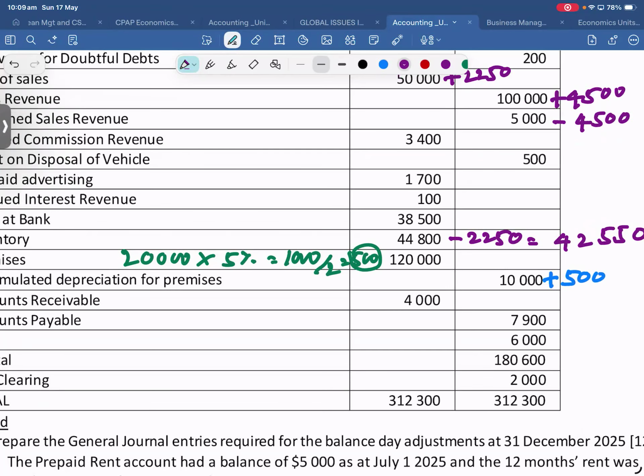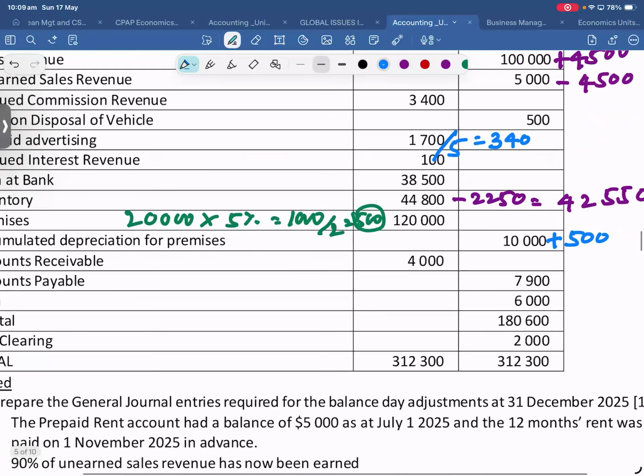1700 has been paid for how many months? 5 months. That means per month, 340. How many months have lapsed? Only 2. Even though they paid 1st October, the campaign starts from November. So that means the expense will be incurred for November and December only. 340 times 2, 680. Good. Right?